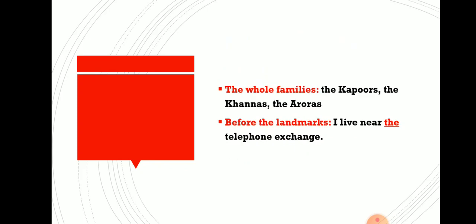The whole families. अगर हम पूरी families की बात करें, like the Kapoors. The Kapoors मतलब उनकी पूरी family या उनका पूरा खानदान. The Khannas, the Aroras. We use 'the' before landmarks also. Landmark समझते हो? Landmarks मतलब जो होते हैं, मतलब आप कहीं रहते हो या कोई जगह को indicate करने के लिए उसके आसपास का जो area होता है. Okay. Like I live near the telephone exchange. Okay. Jyoti lives near the BD complex and so on.